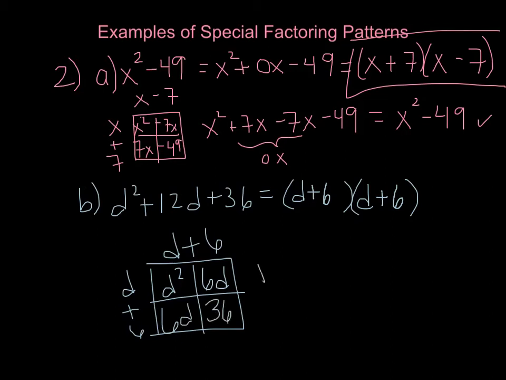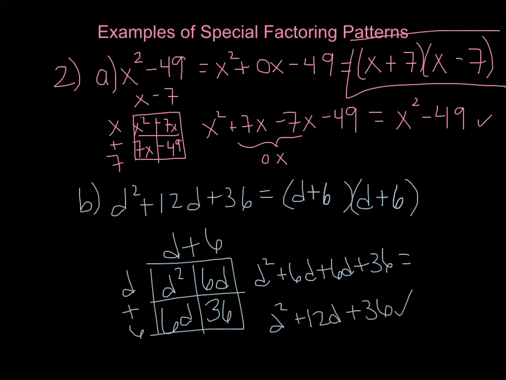So if we write it out, we have d squared plus 6d plus 6d plus 36, or d squared plus 12d plus 36, which checks with the original. Now instead of writing d plus 6 twice, we condense and write it as d plus 6 quantity squared.